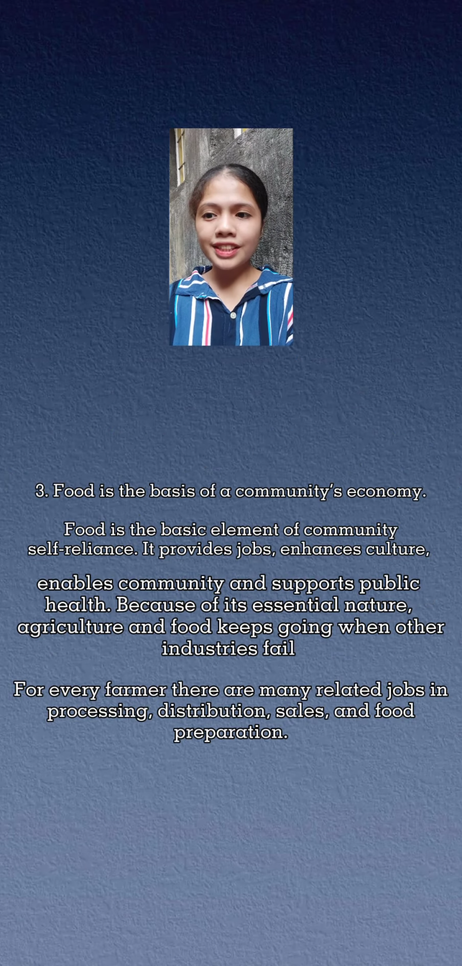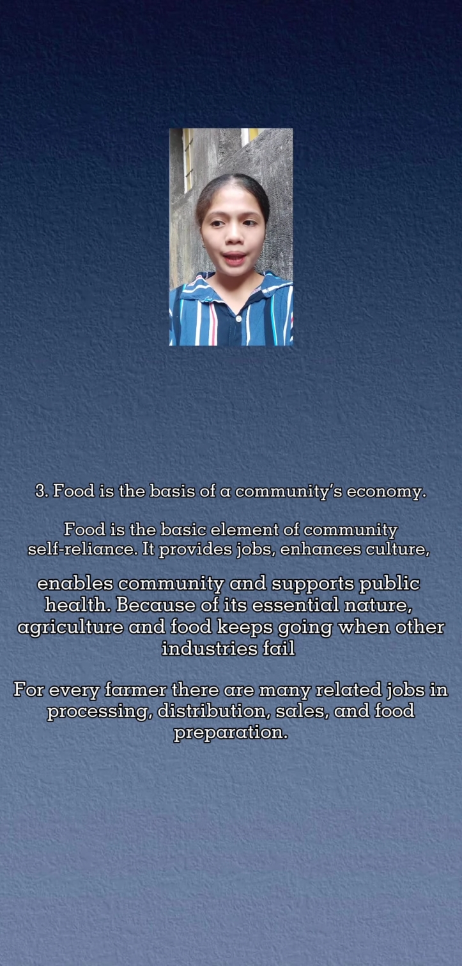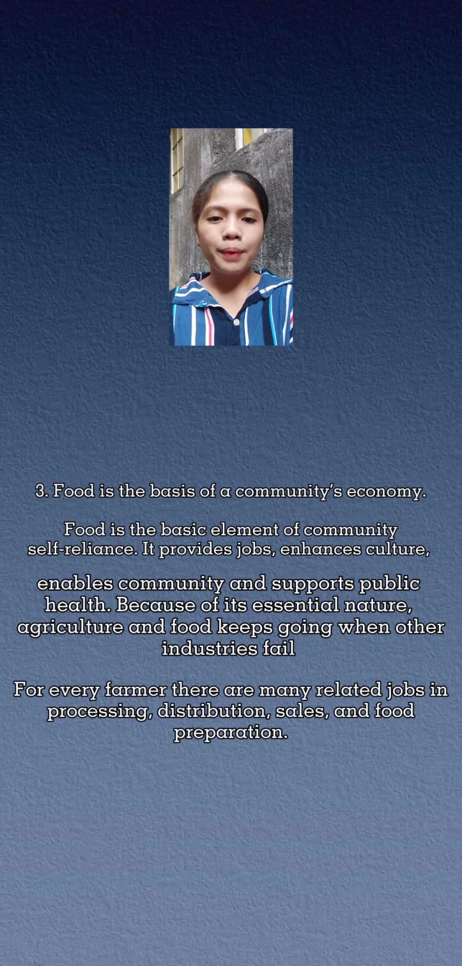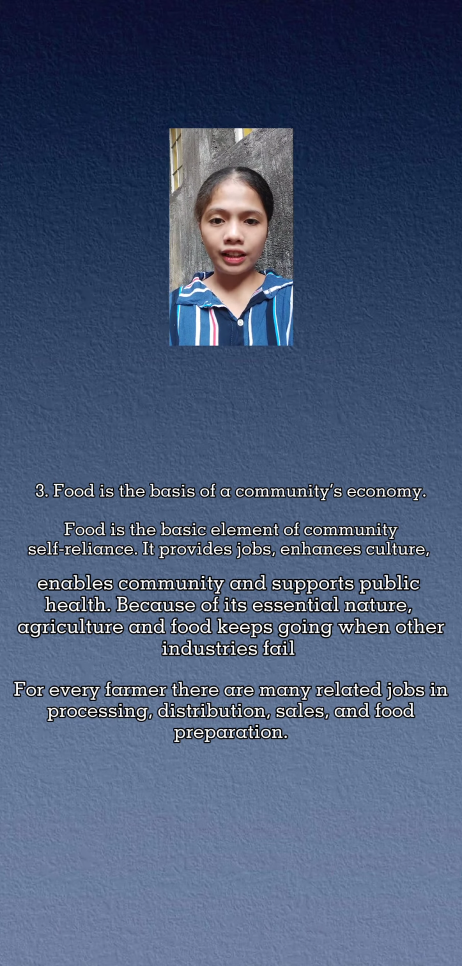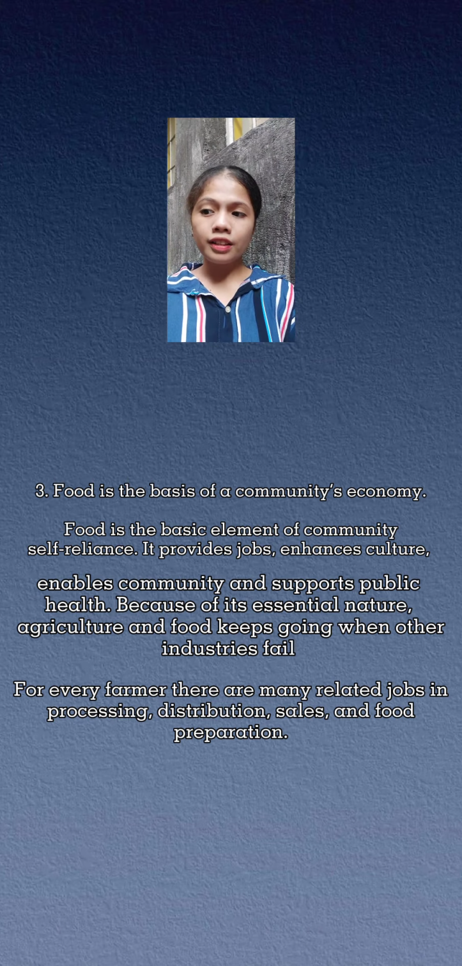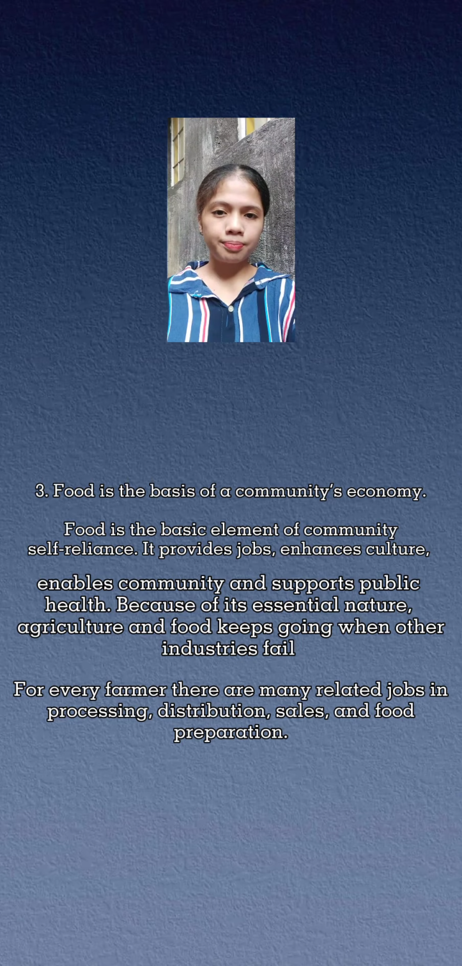Number 3, food is the basis of a community's economy. Food is the basic element of community self-reliance. It provides jobs, enhances cultures, enables community, and supports public health. Because of its essential nature, agriculture and food keep going when other industries fail. For every farmer, there are many related jobs in processing, distribution, sales, and food preparation.